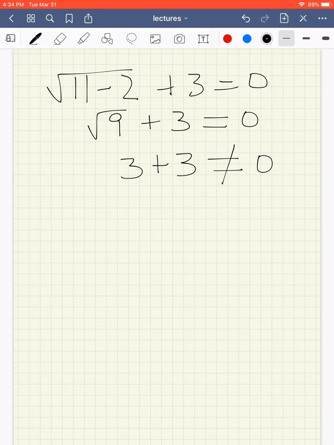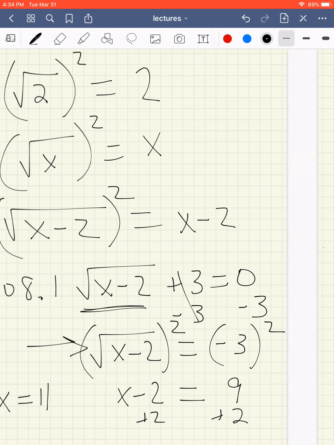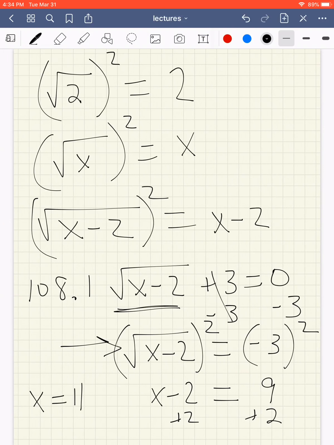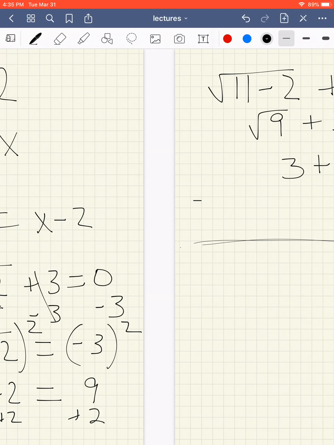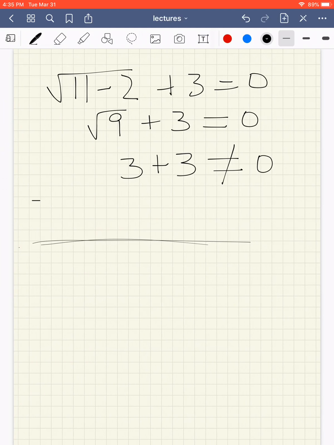Okay, that tells me that x equals 11 is not a valid solution, so I'm going to mark it out. And I'm going to write no solution. Make sure you always show your check. If you don't, you'll get burned. Okay? I won't give full credit if you don't show the check.